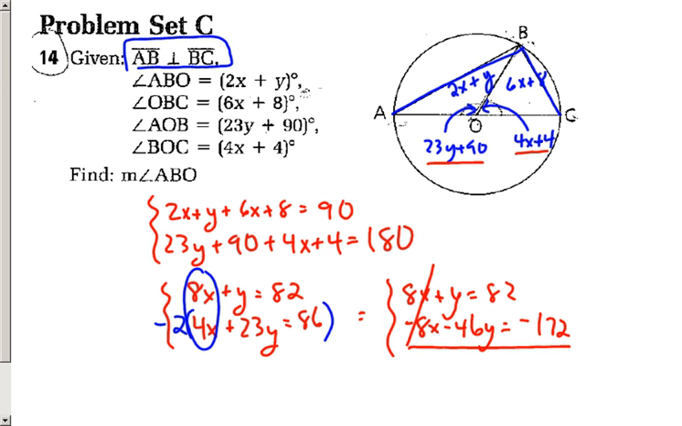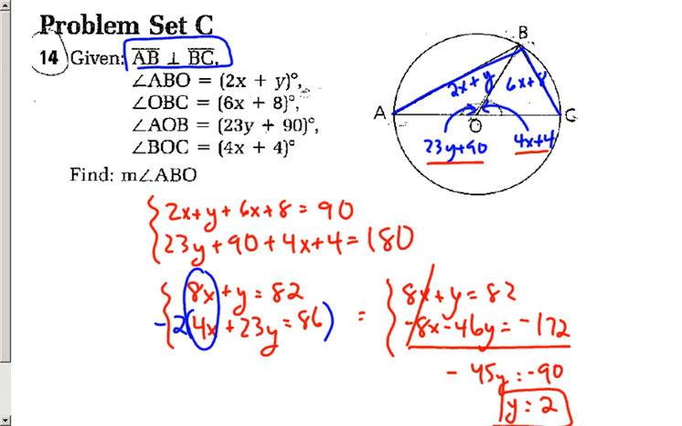Now you could add these straight down. y minus 46y is negative 45y. 82 minus 172 is negative 90. So really easy, y is going to be 2. So let's see if that helps you. ABO is 2x plus y, so I still need to find x. Let me just circle that for y.